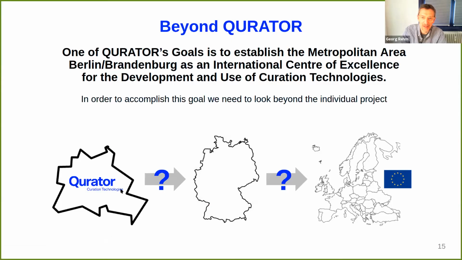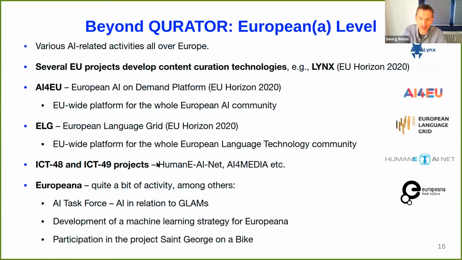Right. I said at the beginning that one of our goals is to establish the metropolitan area Berlin-Brandenburg as an international center of excellence for these kinds of technologies. What can we do in order to reach this goal? I just wanted to briefly mention the European level here, or the Europeana level, if you will. There are hundreds and hundreds of projects all around Europe. Some of them you can see on the screen.